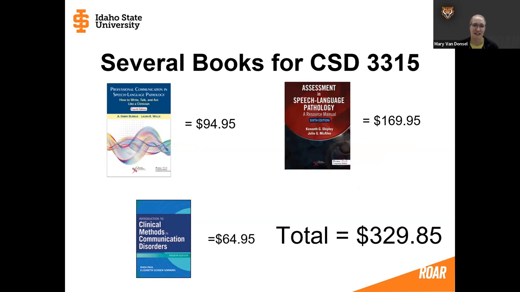Then there are several books in 3315 that I have used when I first started teaching. The main textbook is this one over here, Professional Communication in Speech Language Pathology, which is about $95. And because I'm teaching about the clinical process with undergraduate students, I utilize this assessment book a lot because it has a lot of great material that can still be used. And so that's, again, about 170. And there's just two chapters in this clinical methods book that I just have not been able to find anywhere else that's just really valuable for the students to have, that's a nice way of presenting information. And so that book in and of itself is also about $65.